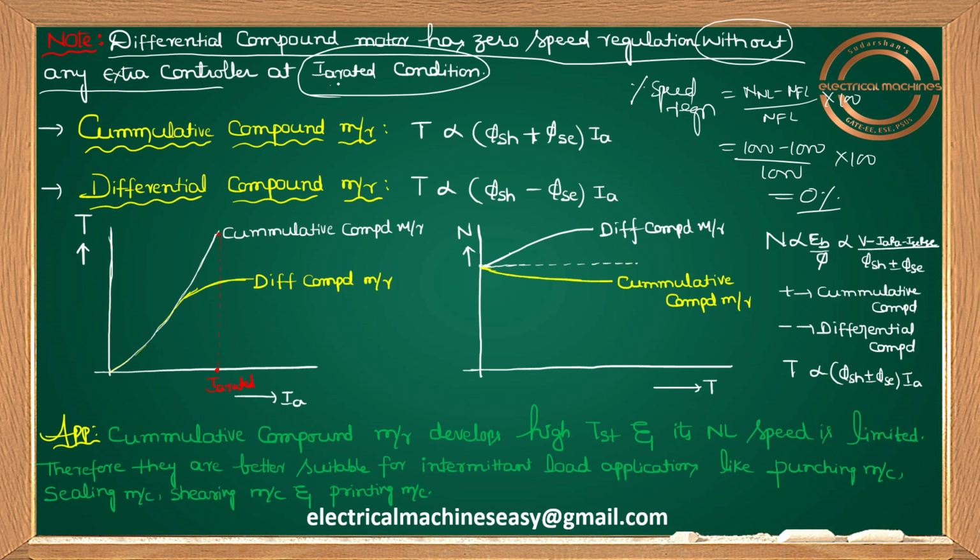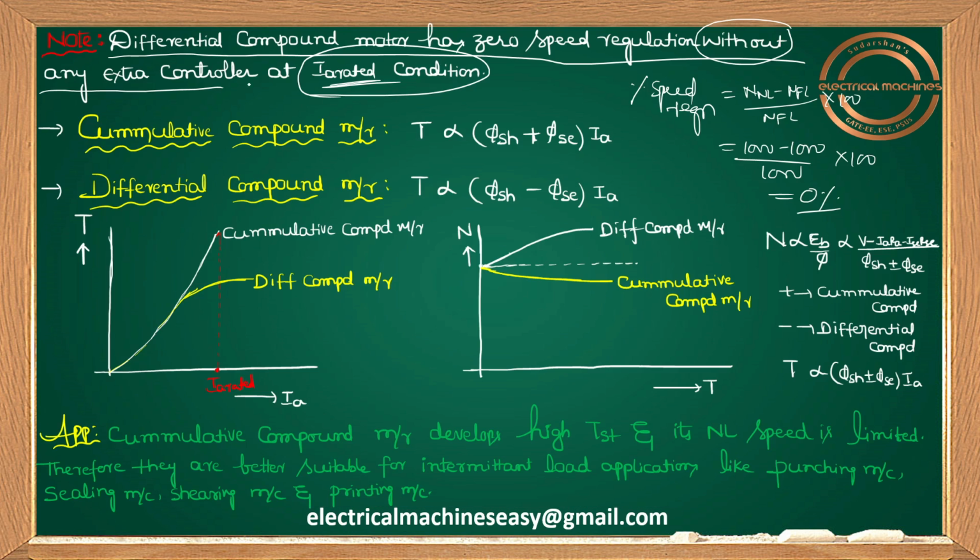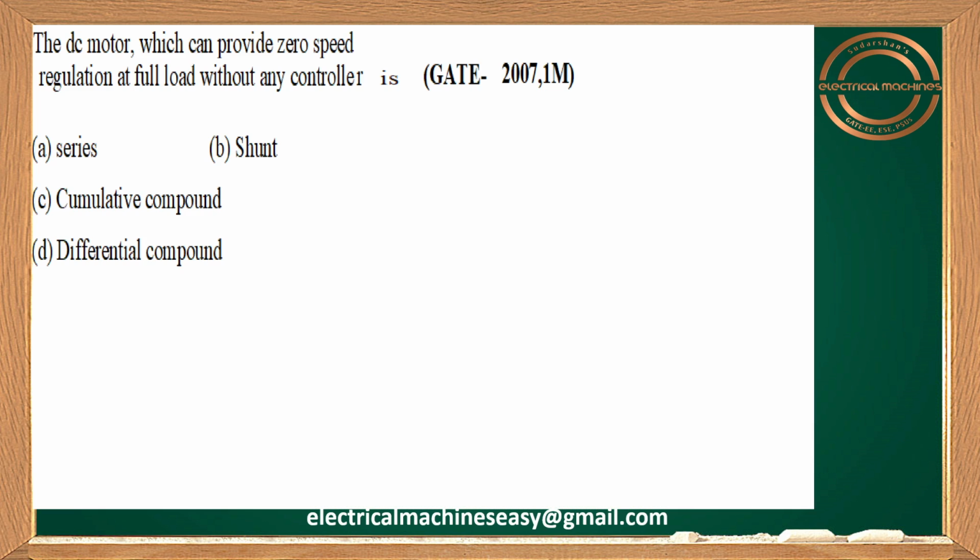I'm writing at IA rated. See, at this portion, at IA rated value, your full load speed is equal to no load speed. That's why your speed regulation is zero. Okay guys, so this point is very important. The same point has been given as a question in GATE 2007 for 1 mark.